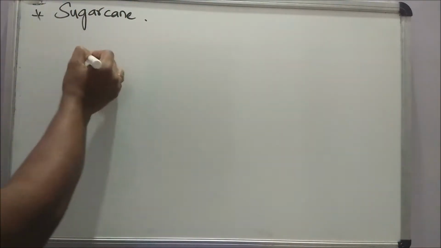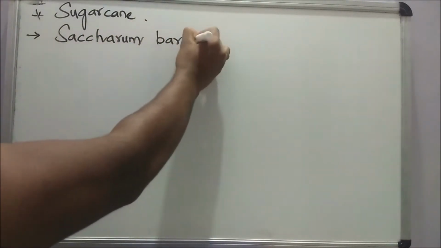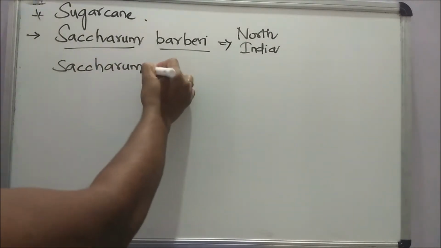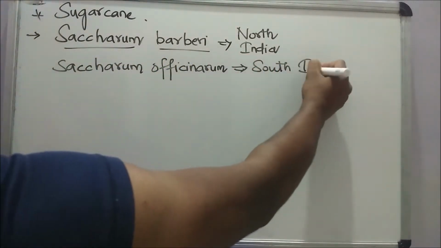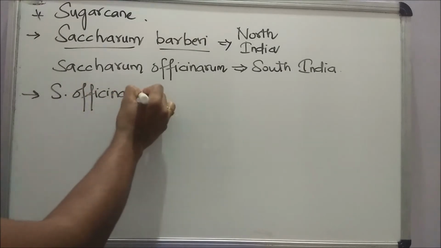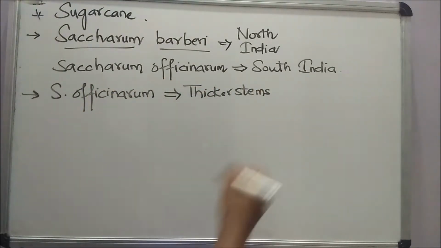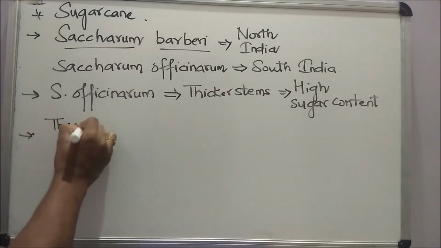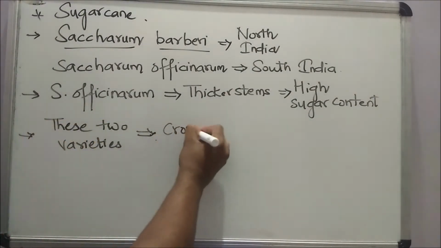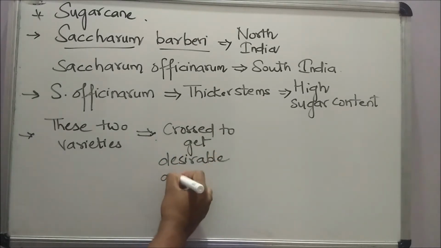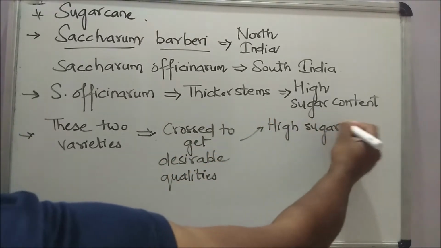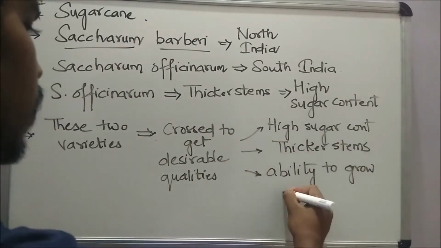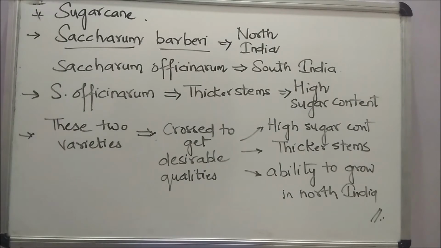Another Indian hybrid crop is sugarcane. Saccharum barberi is a native sugarcane species present in North India, whereas Saccharum officinarum belongs to South India. Saccharum officinarum has thicker stems and high sugar content, but it does not grow well in North India. These two varieties were crossed to get the desirable characteristics of both, which include higher sugar content, thicker stems, and the ability to grow in North India.